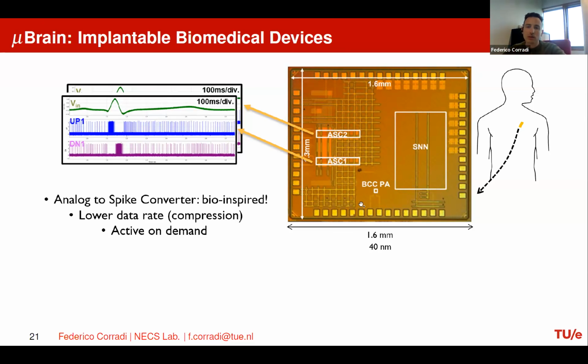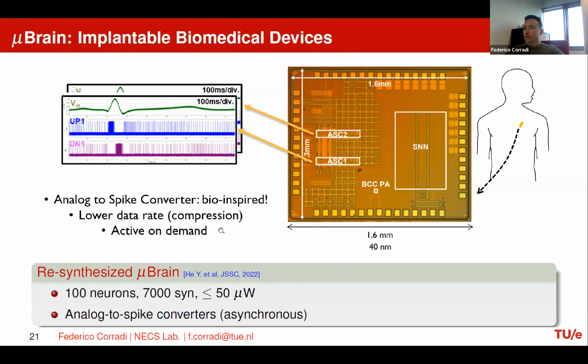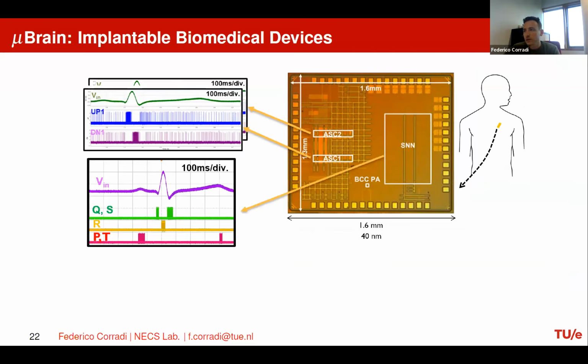So even the radio doesn't need a clock now. It just communicates whenever it gets its own signal. And so yeah, we resynthesized the microbrain. We only needed 100 neurons to solve this task, 7,000 synapses, and we did that with less than 50 microwatt of power. And we had to innovate and have these analog to spike converters completely asynchronous in order to make use of our architecture.